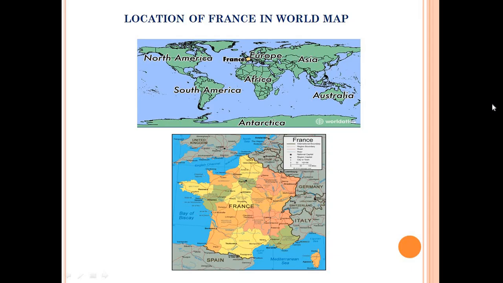First, let's locate France on the world map. As we can see, France is a country in the European continent, right? And it is surrounded by Belgium, Germany, Switzerland, Italy, Spain and the Atlantic Ocean. The English Channel separates the UK from France.